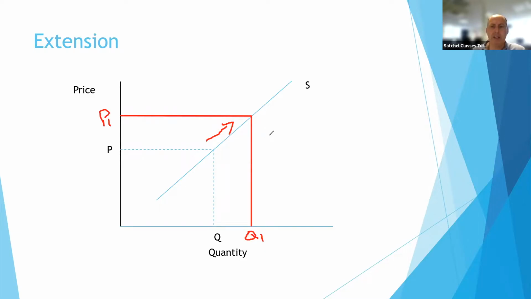Same with sanitizer. You saw a lot of companies switching from manufacturing alcohol to manufacturing sanitizer as they saw the demand for that product rising and therefore cashing in on the price rises as well. So that's an extension of the curve.